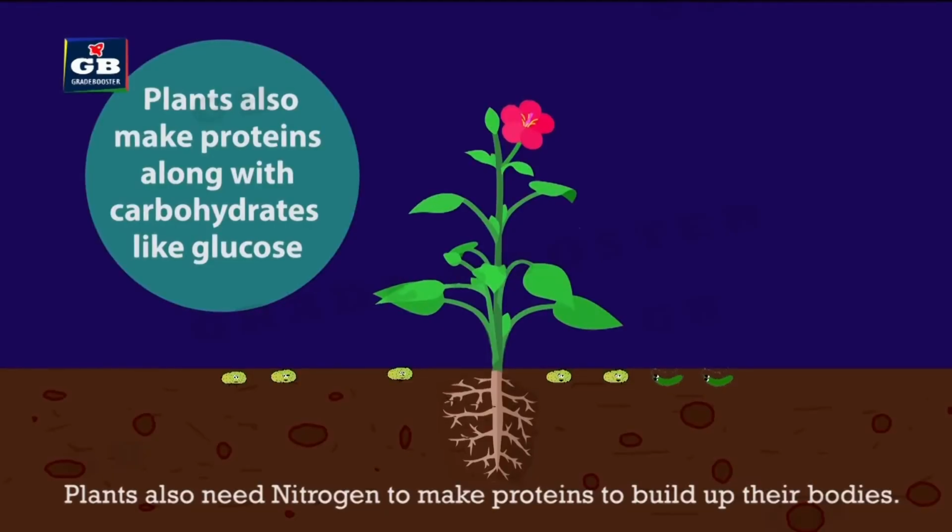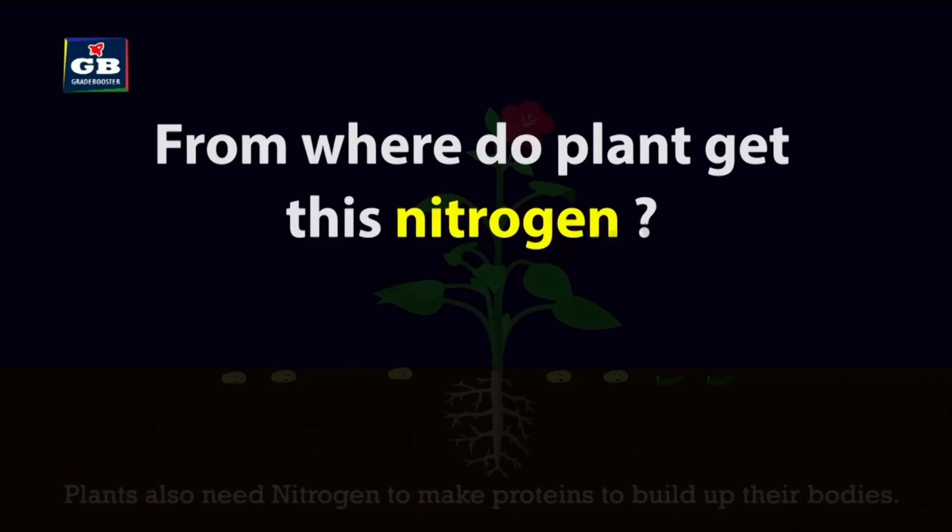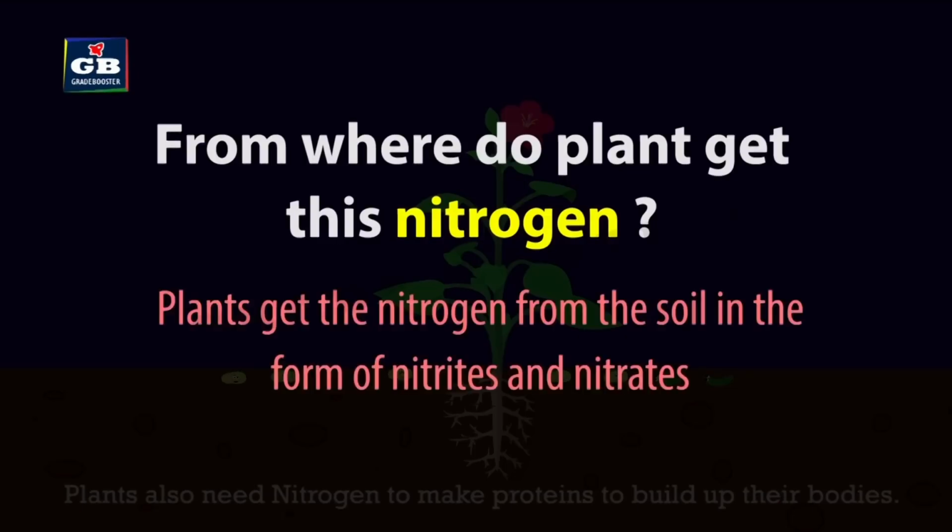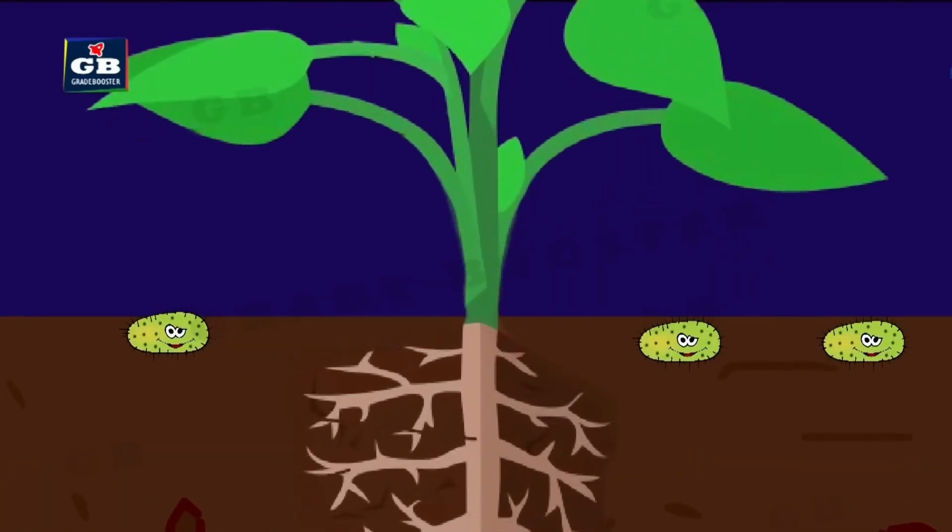Apart from glucose, plants also make proteins in their bodies. Plants need nitrogen to make protein molecules. Plants get this nitrogen from the soil. Nitrogen is present in the soil in the form of nitrites and nitrates. But from where do these nitrites and nitrates reach the soil? The nitrogen-fixing bacteria present in the soil convert the atmospheric nitrogen into nitrites and nitrates. This is all about the nutrition in plants.